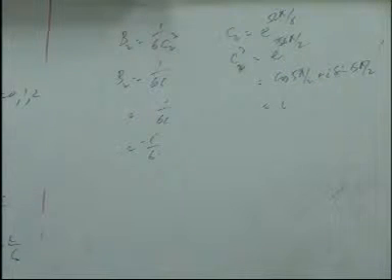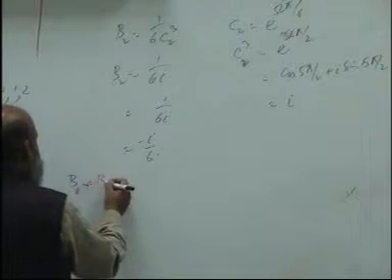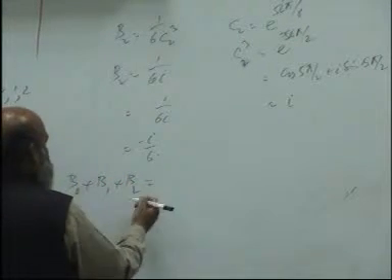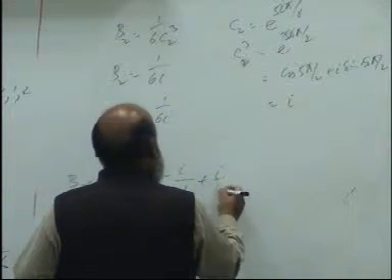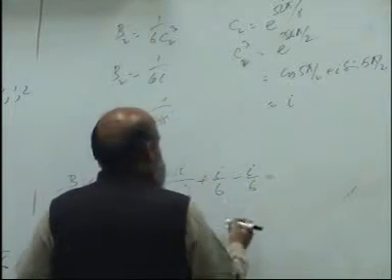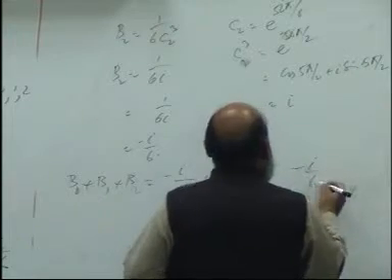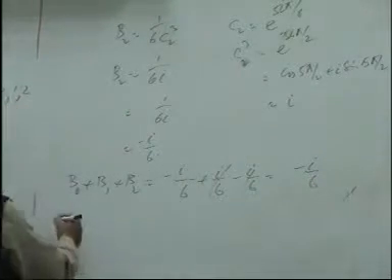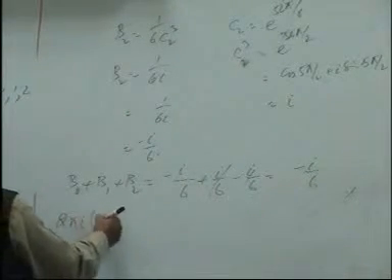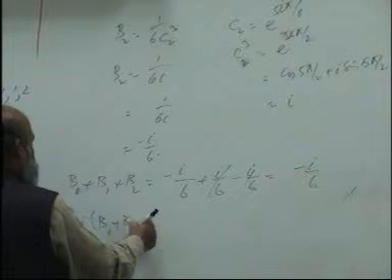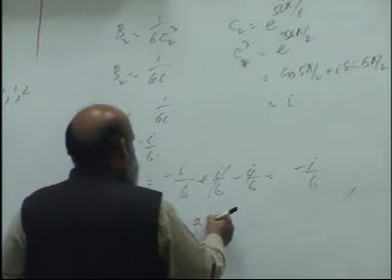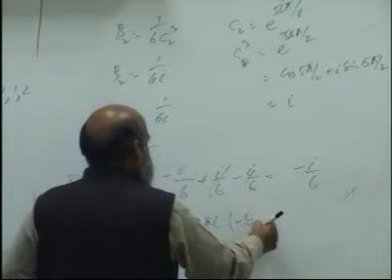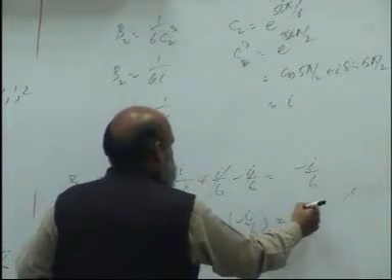Okay, fine enough. So B naught plus B1 plus B2, it is minus iota by 6 plus iota by 6 minus iota by 6, it is minus iota by 6. So there are 2 pi iota. B naught plus B1 plus B2 is 2 pi iota into minus iota by 6, so it is pi by 3.